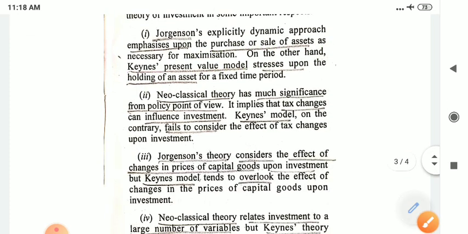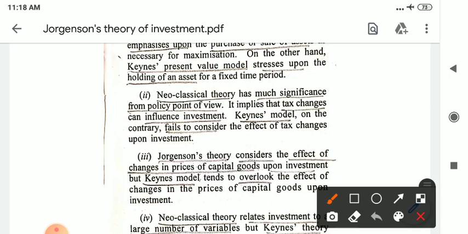Then next we move to the next difference, that the neoclassical theory or Jorgensen's model gives much significance to policy making, that is, it is very important from a policy viewpoint, and whenever the taxes change, they are going to have influence on investment. We have seen that tax is a very important variable which has been taken in Jorgensen's model. So whenever taxes change, definitely they will have effect on investment in the country. But if we talk of the Keynesian model, Keynes never talked about the tax changes. He failed to consider the tax changes in his model.